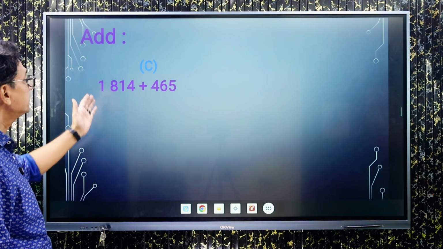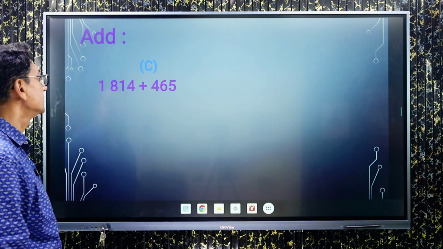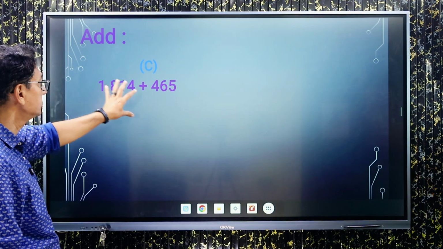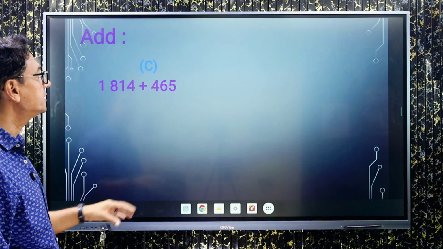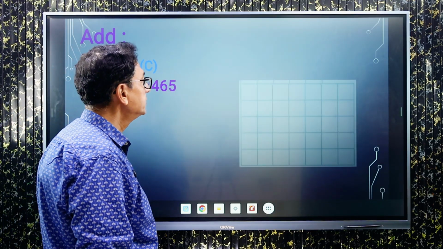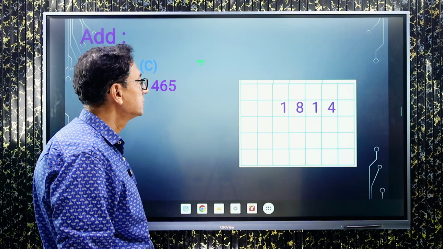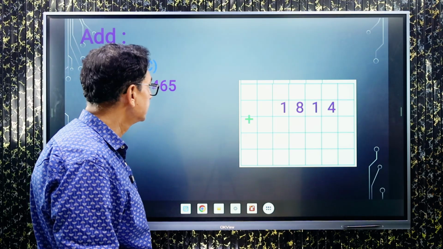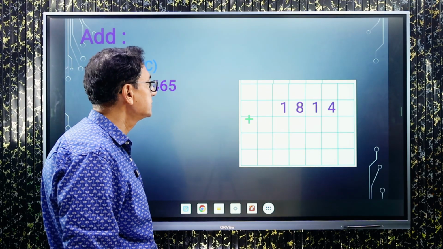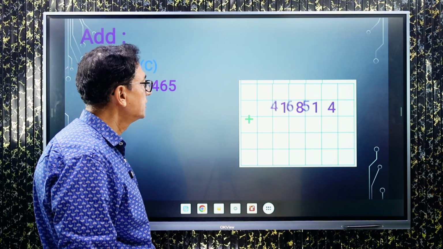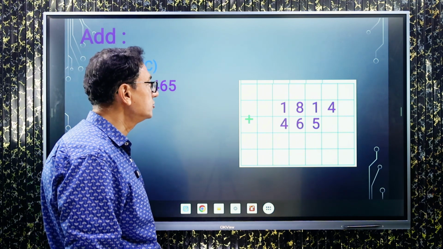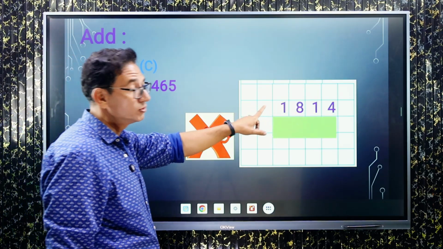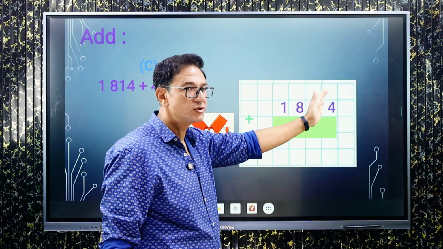We want to add these two numbers to each other. We can add them in this way, or we can write them in a vertical way. 1814 plus 465. And of course this is wrong. Why wrong? Because we have to write the digits under each other.